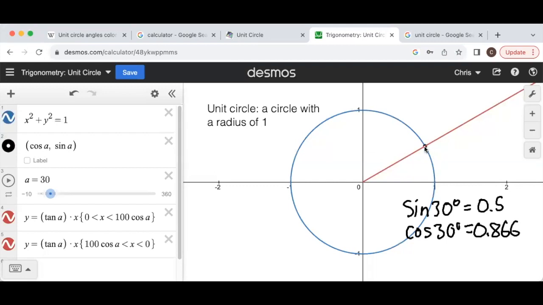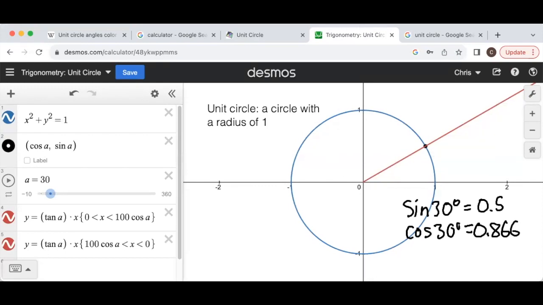Okay, let's click on the point. Let's see what the program says. 0.866, 0.5. Wait a minute. Those numbers are the same that we have down here. Oh my goodness. Is that a coincidence? The cosine of the angle is the x-coordinate of the point. The sine of the angle is the y-coordinate of the point. That's why people care so much about the unit circle. This works for literally any angle.